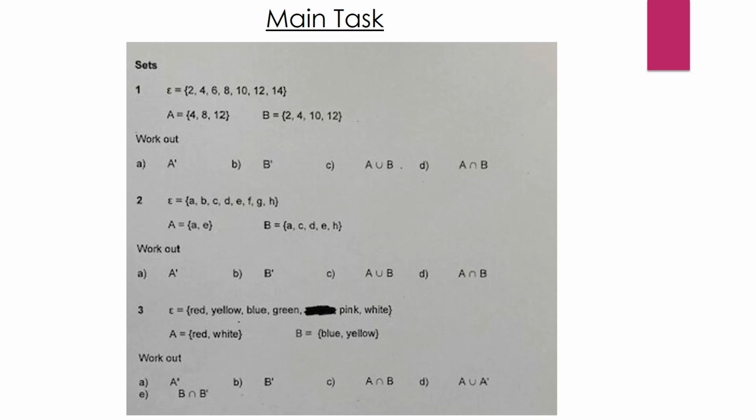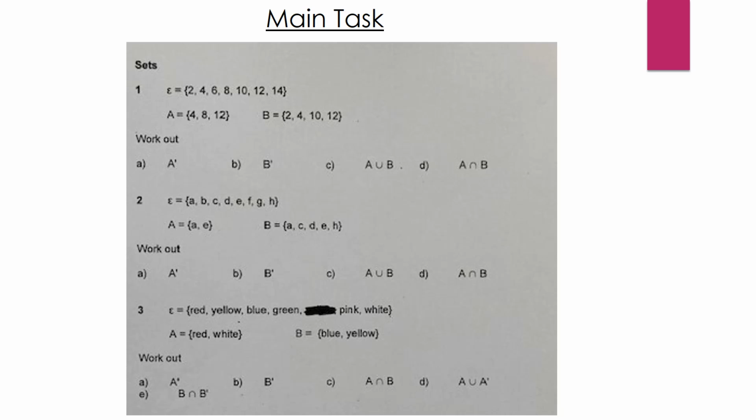Okay, what I'd like you to do now, here's your main task for the lesson. It'll take about 15 minutes. I'd like you to have a go at each of these questions. On question 1, you've got a universal set and 2 subsets A and B already done. I want to know what's in these sets here: A complement, B complement, A union B, A intersect B, etc. Pause the video now, and when you're ready, press play to get your solutions.